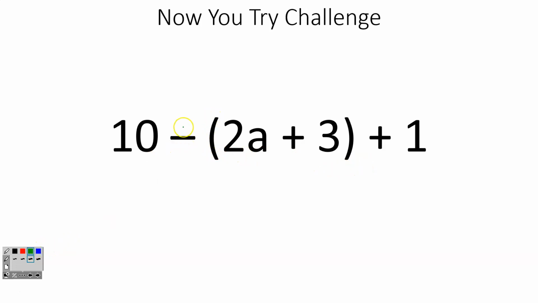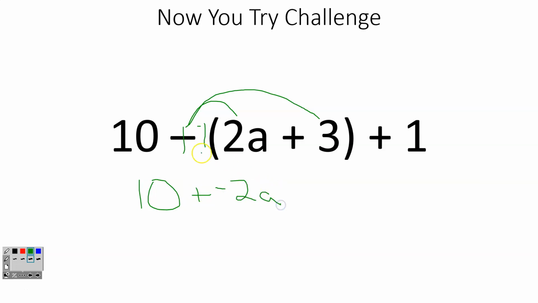So I've got my subtraction. I'm going to change that to my superpower. And I'm going to take care of my parentheses first. Remember, parentheses always come first. So I'm going to bring down my 10. And negative 1 times 2a gives me a negative 2a. And negative 1 times a positive 3 is going to give me a negative 3. And I'm going to bring down my plus 1.